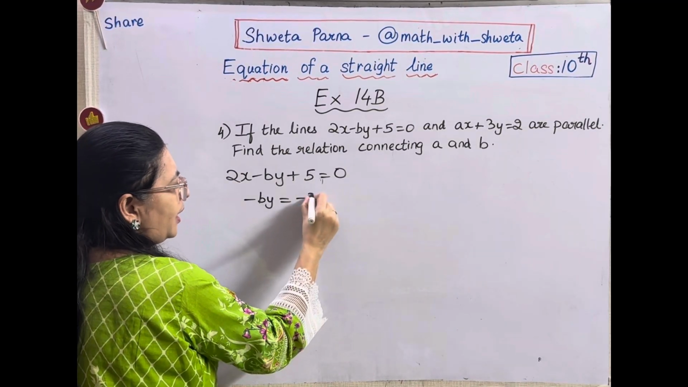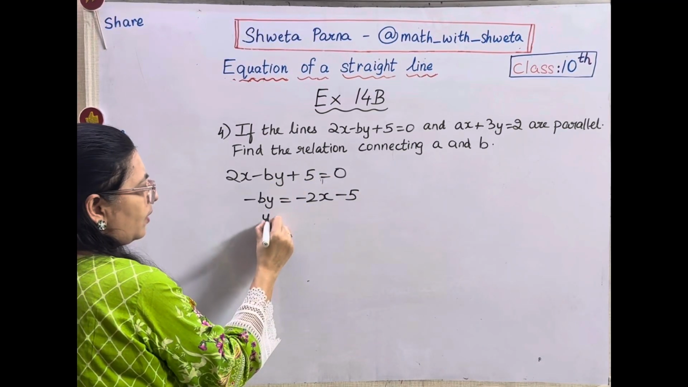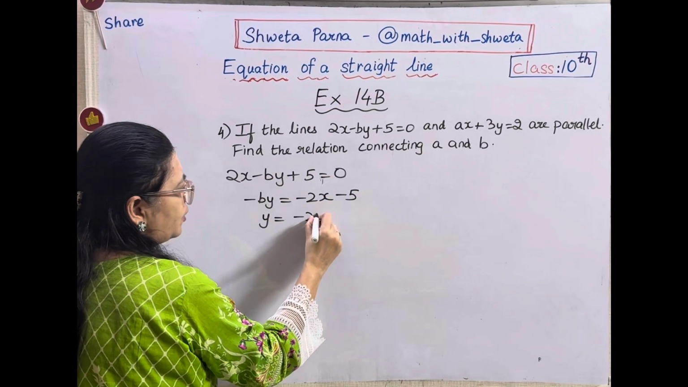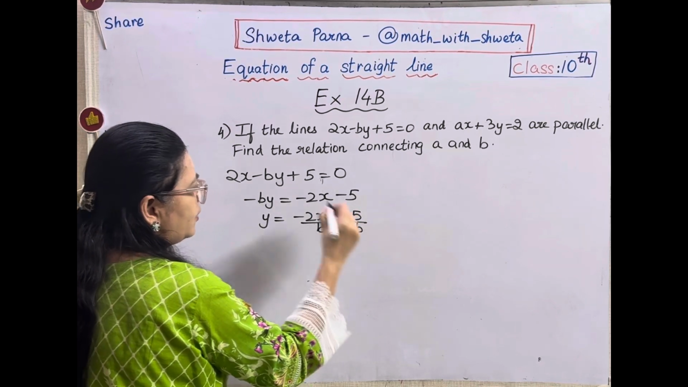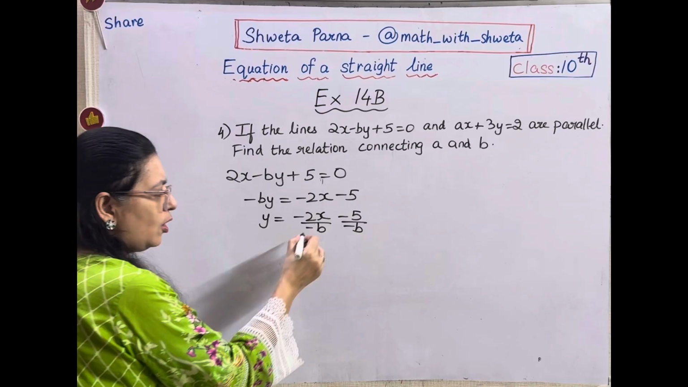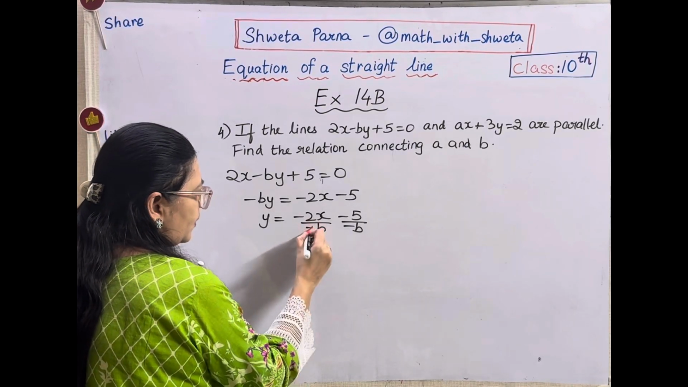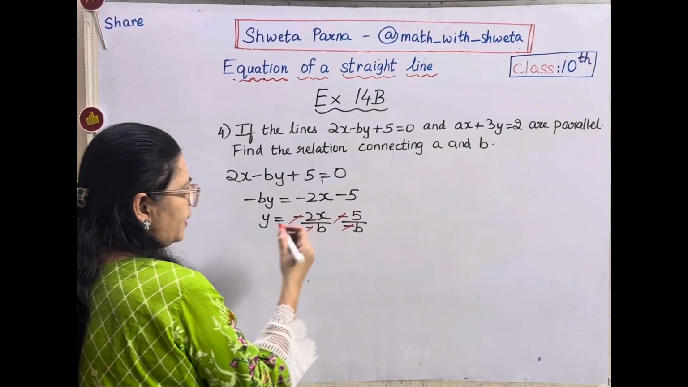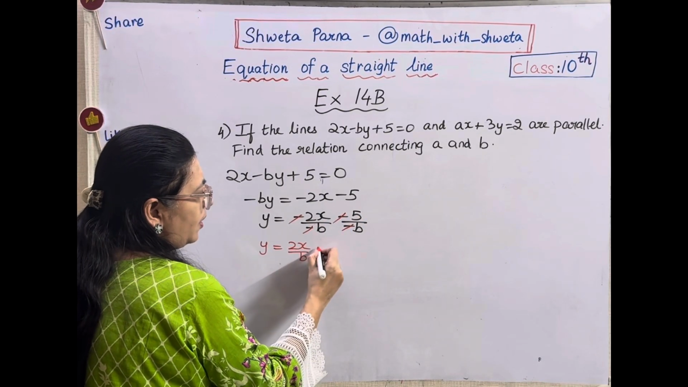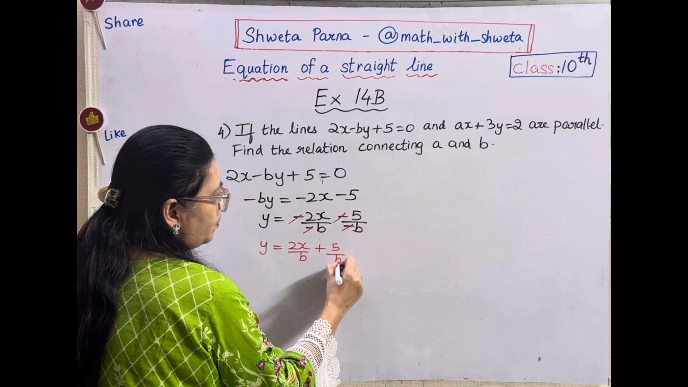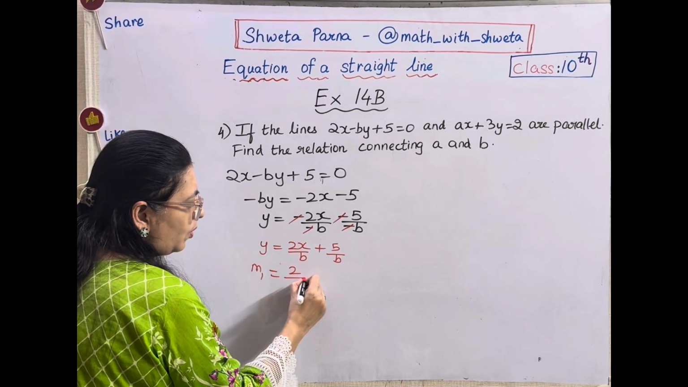You take it to the other side, minus 2x, minus 5. Y is equal to minus 2x upon b minus 5 upon minus b. Both are minus, so this minus and minus gets cancelled. Same here, this gets cancelled. So y is equal to 2x upon b plus 5 upon b. What is m1 over here? m1 is 2 upon b.